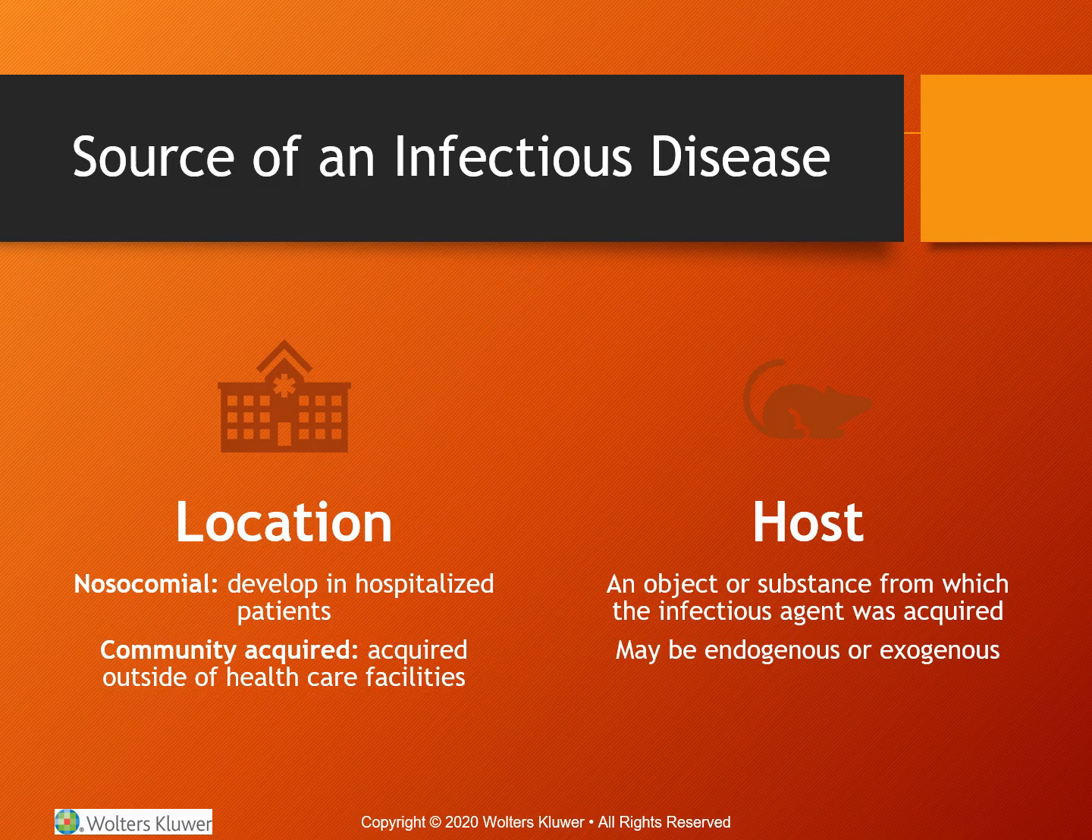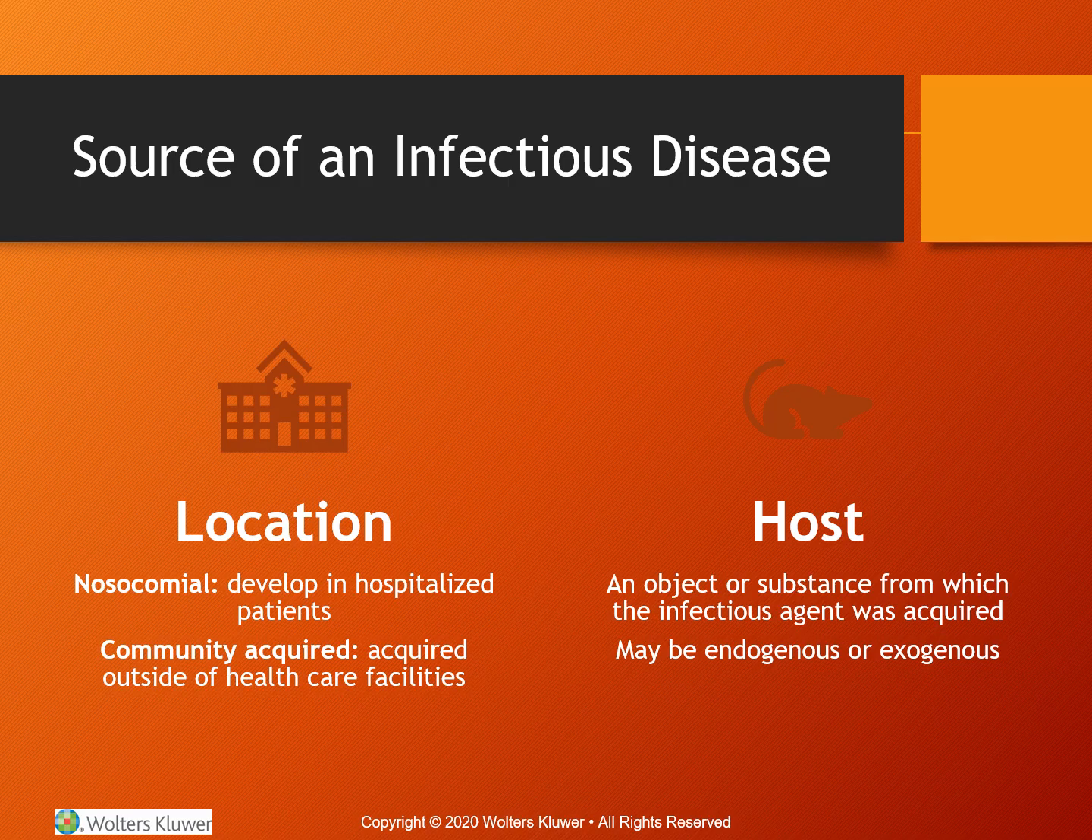And we can also classify the source of infectious disease based on the host, or the object or substance from which the infection was acquired. So these are discussed as being either endogenous or exogenous. When the host is infected by something that is based from their own flora, like an opportunistic infection or like an E. coli infection of the urinary tract, we call that an endogenous infection. But when the host is infected by a microorganism that is exogenous in nature, that's something from outside the host.